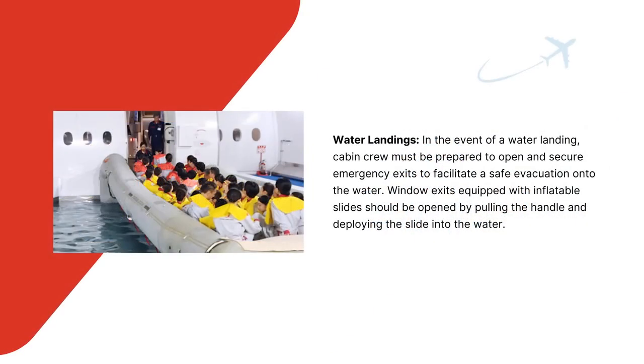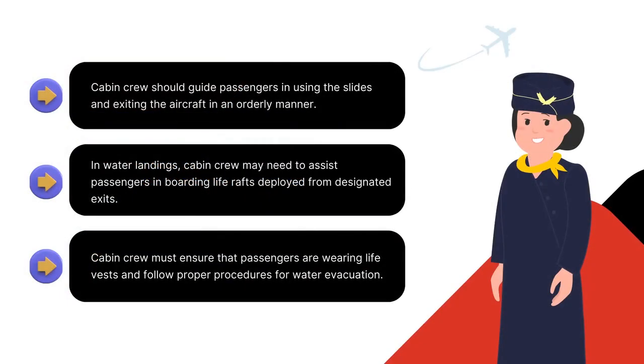Water landings. In the event of a water landing, cabin crew must be prepared to open and secure emergency exits to facilitate a safe evacuation onto the water. Window exits equipped with inflatable slides should be opened by pulling the handle and deploying the slide into the water. Cabin crew should guide passengers in using the slides and exiting the aircraft in an orderly manner.